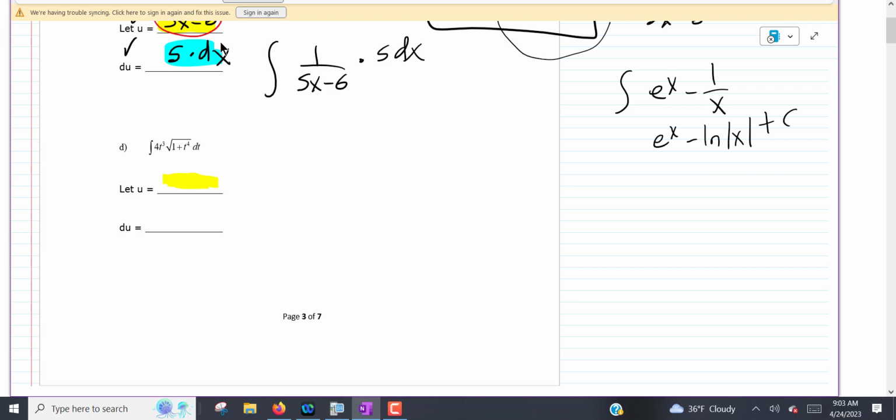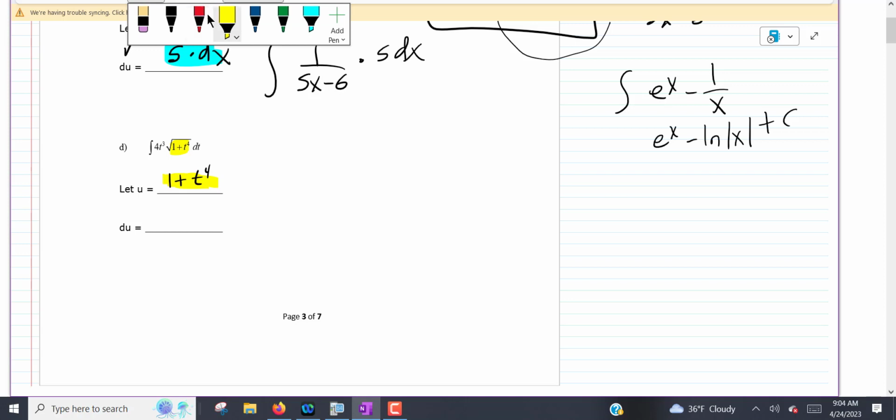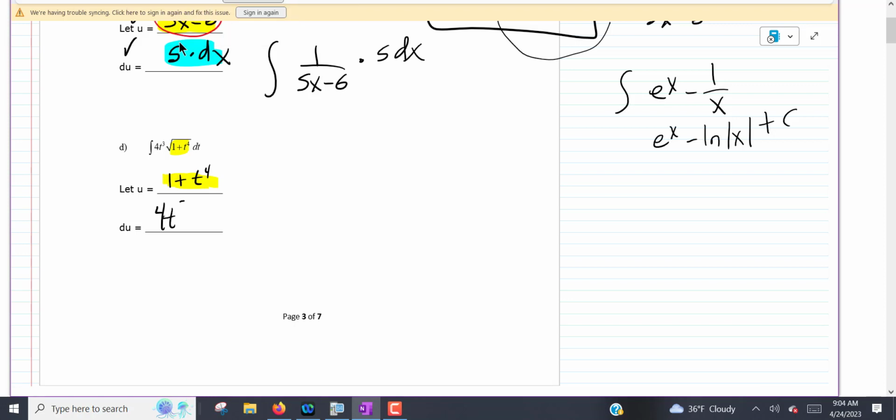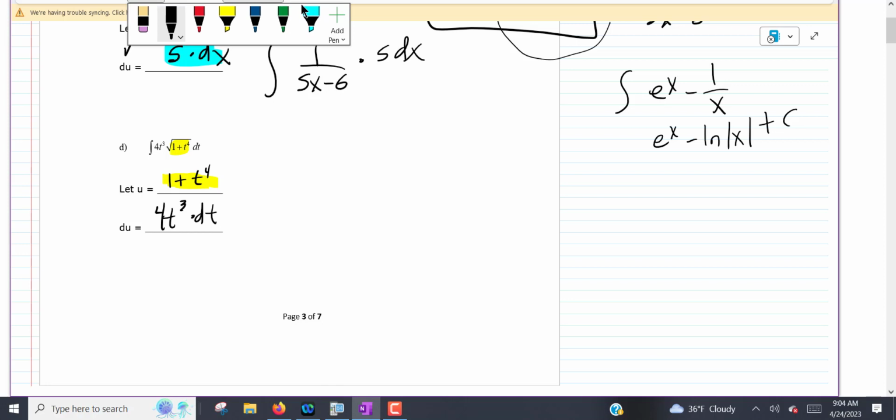There you go, good thought. Okay, so let's do that. So we got 1 plus t to the fourth. And again, I'll highlight so you can keep track of what I'm doing. So we got that accounted for. And now what's du? There you go, don't forget the dt. Does that match what's left over? Yeah, you guys see what I mean? That's how you know how to set u and du.